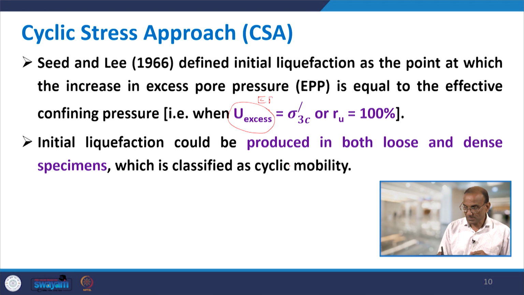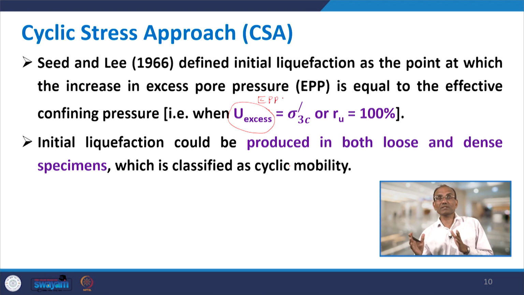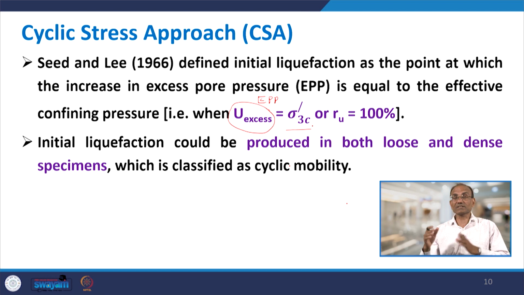So, this is EPP, excess pore pressure, and if the excess pore pressure becomes equal to the effective confining pressure, which could be said to be the effective minor principal stress sigma 3c, or in the triaxial test it is also called cell pressure or confining pressure, that is the condition for initial liquefaction. The ratio of U excess divided by sigma 3c is called RU, in short the pore pressure ratio. So, another way I can say is that when RU becomes 100%, that is the condition for initial liquefaction.